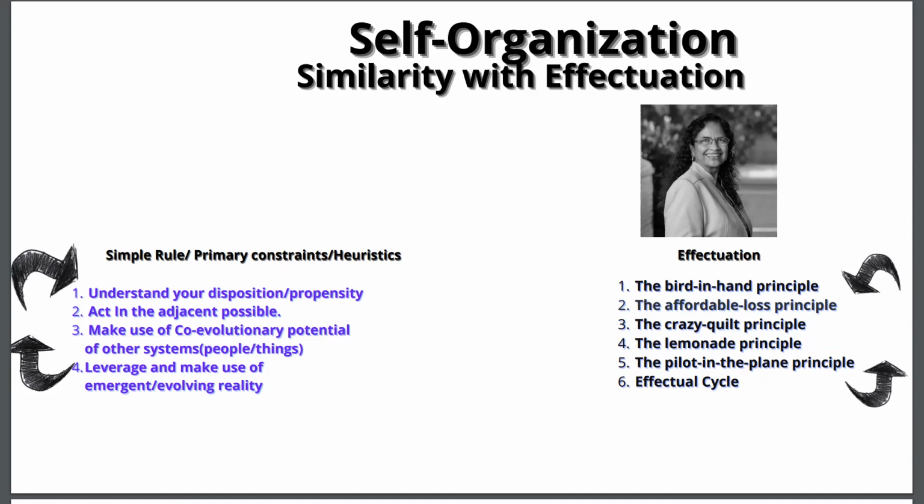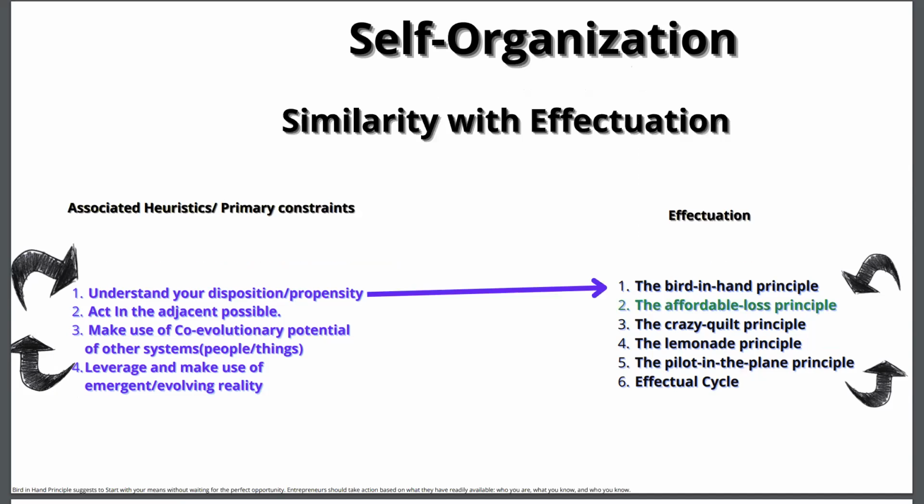As suggested by Herbert Simon, when we compare these two approaches, the primary constraints that I discussed earlier with the principles of effectuation theory, we see a lot of similarity here. So let us have a look into some of the possible relations. Let us have a look into the bird-in-hand principle. The bird-in-hand principle suggests to start with your means without waiting for the perfect opportunity. Entrepreneurs should take action based on what they have readily available, by asking the question who you are, what you have, who you know, etc.